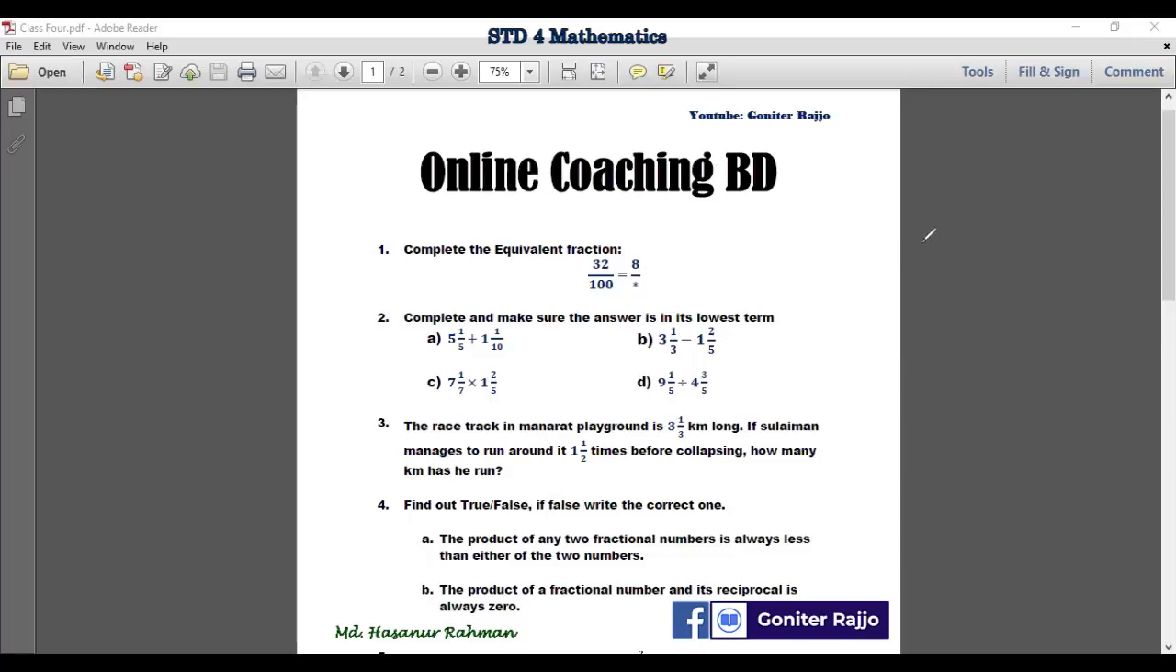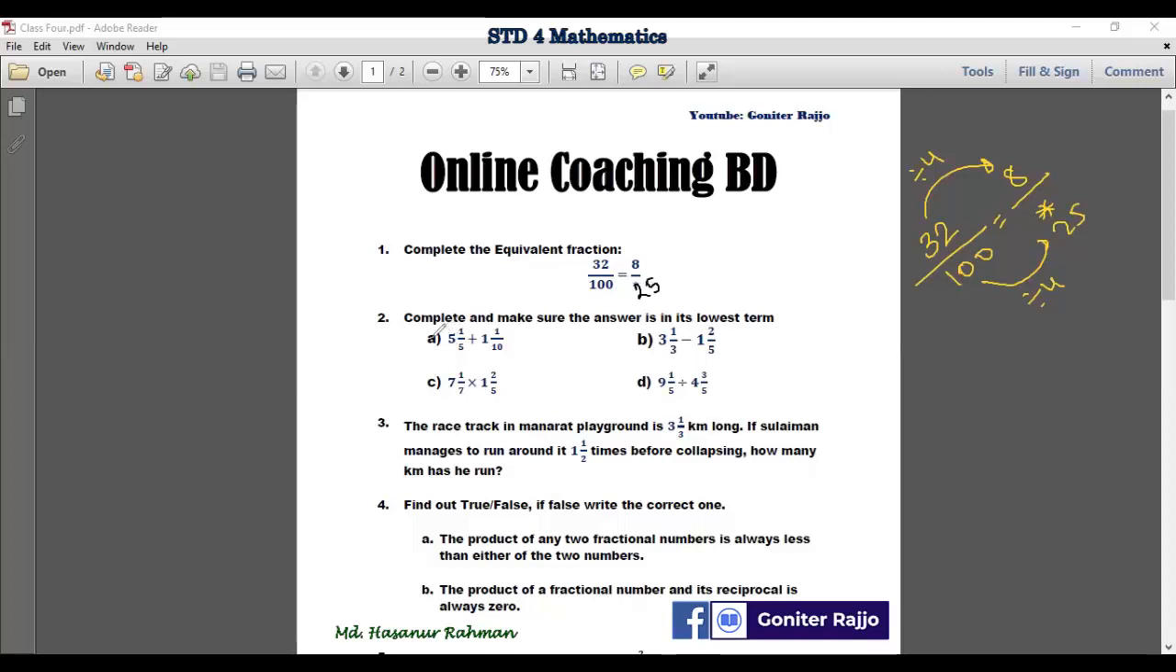So if we want to write 32 divided by 100 equal to 8 divided by star. If you look at this, the relation between 32 and 8. So if you divide 32 by 4, you will get 8. That means 32 by 8, that is 4. Similarly, if you divide 100 by 4, you will get 25. So instead of star, you can put 25. So here our answer should be 8 by 25.